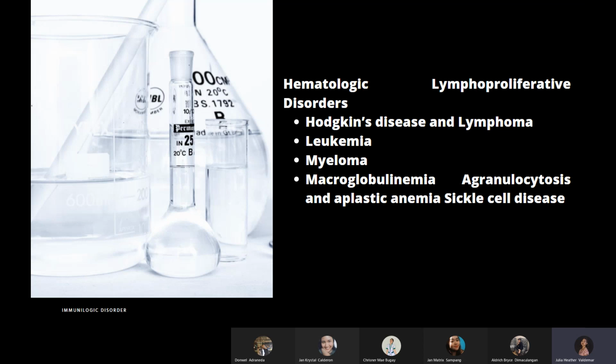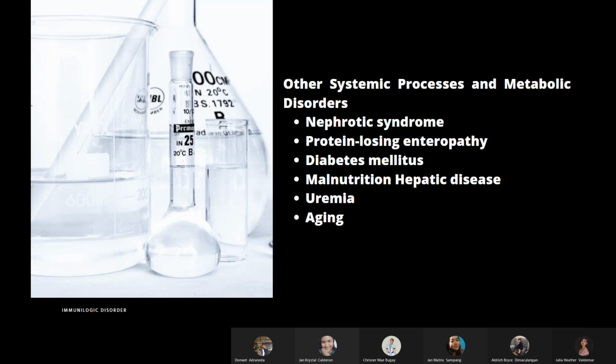Another classification includes other systematic processes and metabolic disorders, which includes nephrotic syndrome, protein-losing enteropathy, diabetes mellitus, malnutrition, hepatic disease, uremia, and aging. I will not further discuss these, but please take note that other systematic processes and metabolic disorders include this kind of syndromes, diseases, or disorders.